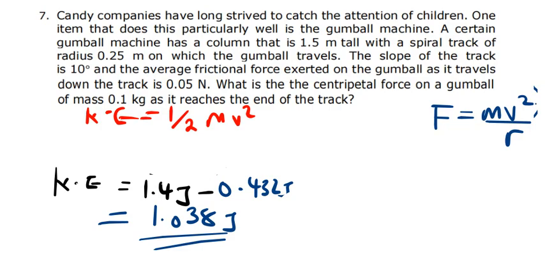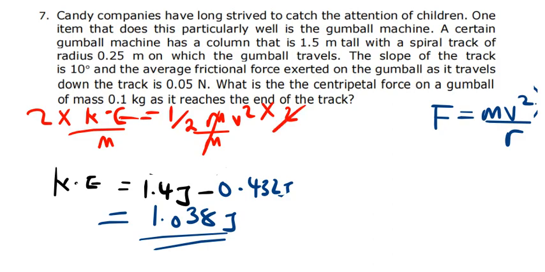Basically this is what I have. I'm just now supposed to make v squared the subject of the formula. In this case I'm going to divide by mass on both sides. The mass is going to cancel, then I'm going to multiply by 2 on both sides again.